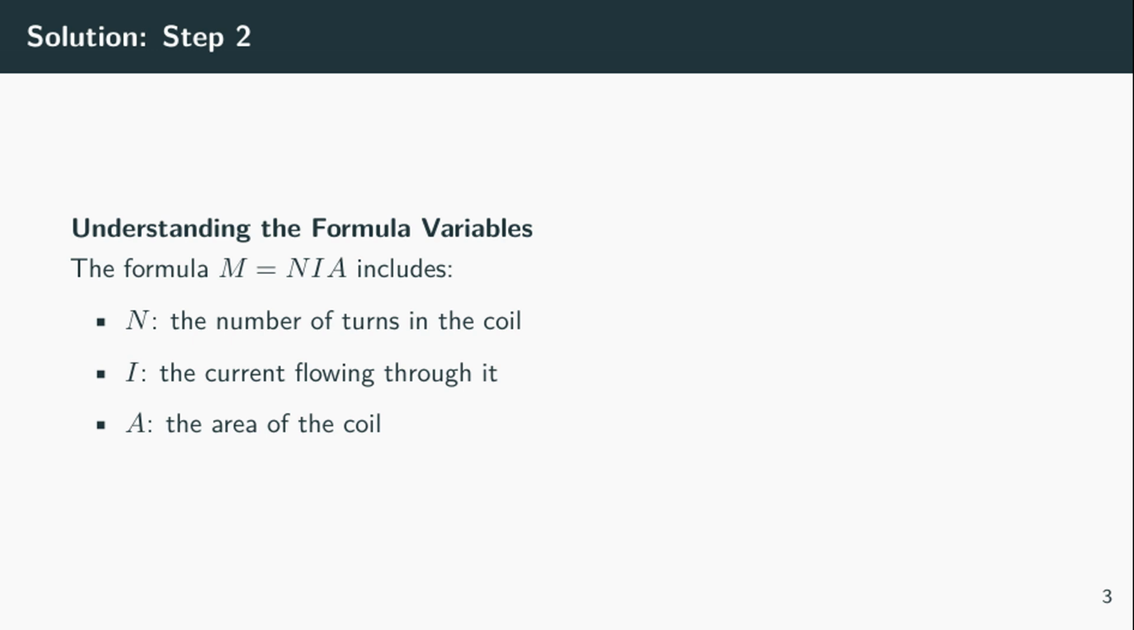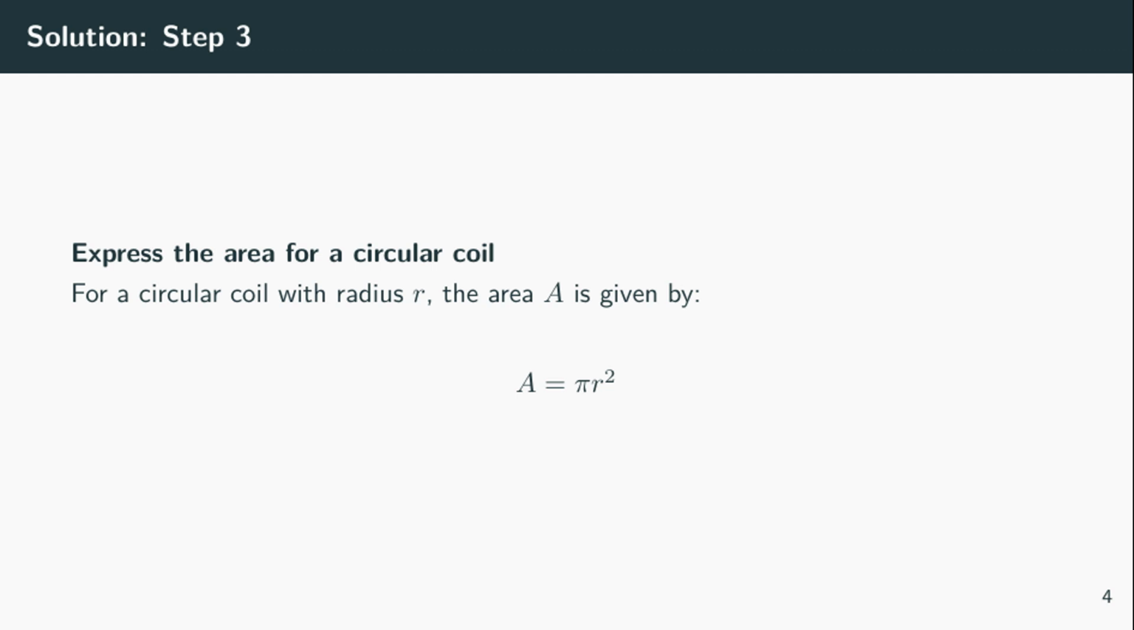M equals NIA. N stands for the number of turns in the coil, I is the current flowing through it, and A is the area of the coil. Moving on to step 3, we need to express the area specifically for a circular coil, since that's what we have. For a circular coil with radius r, the area A is given by A equals pi r squared.